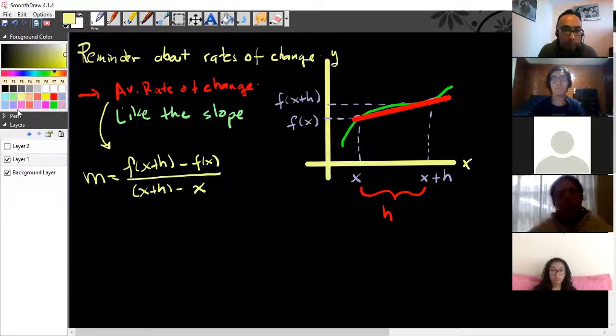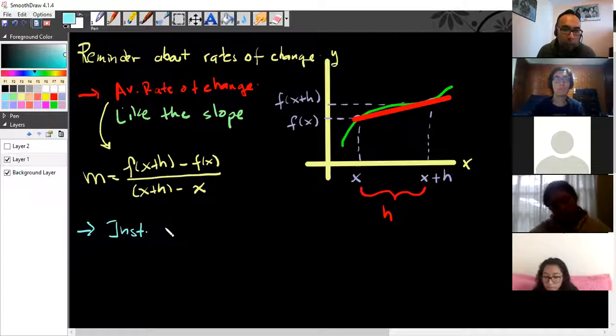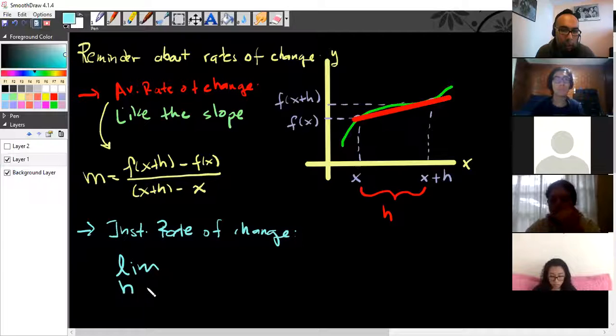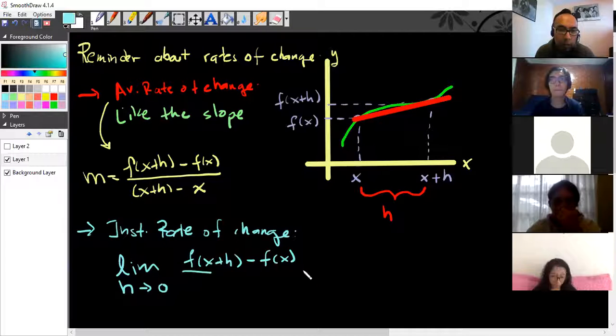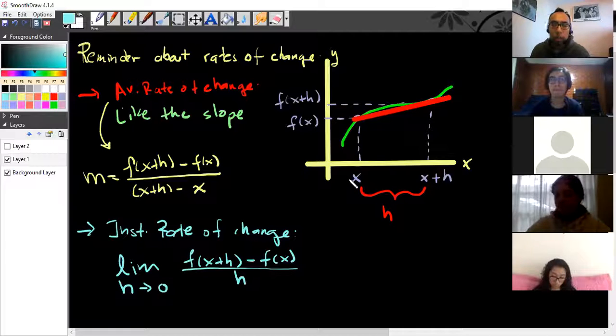If you remember the instantaneous rate of change, which was actually the last thing we studied, it was in terms of a limit. I hope you remember limits. It was this. So I can write it down very easily. Okay, that's not a horizontal line. And this.